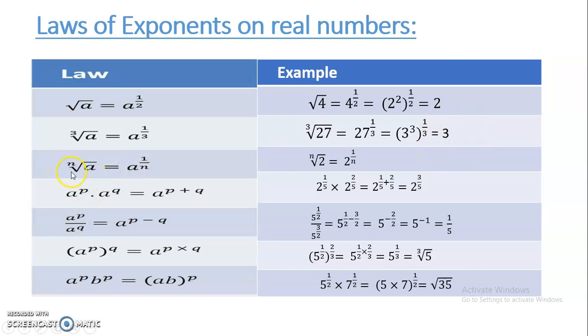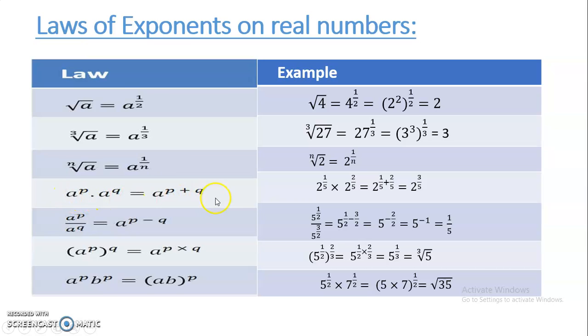Here n under root, so you can remove this and you can just put 1 by n. So see over here this example, under root 2, you can write it in the fraction. You can remove this n and this radical sign and you can put it into the fraction of the base.